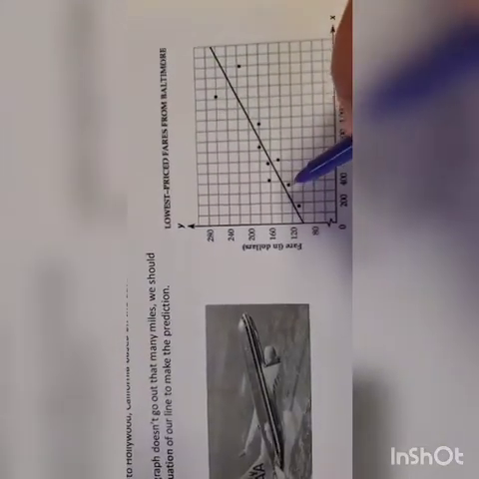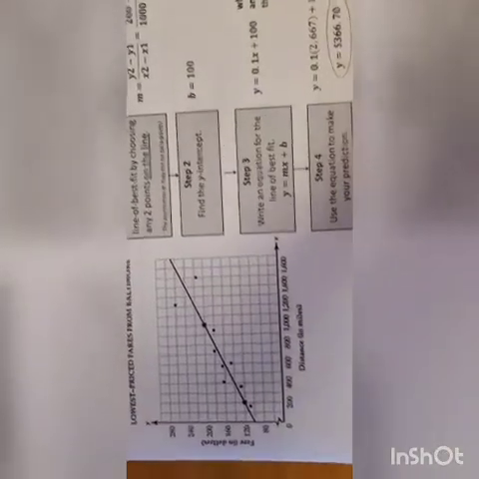But if we write an equation for this line, we can use that equation to make that prediction. So let's look at how we would do that. Now, remember we're writing it in y equals mx plus b form. And we're still looking at the same graph right here.